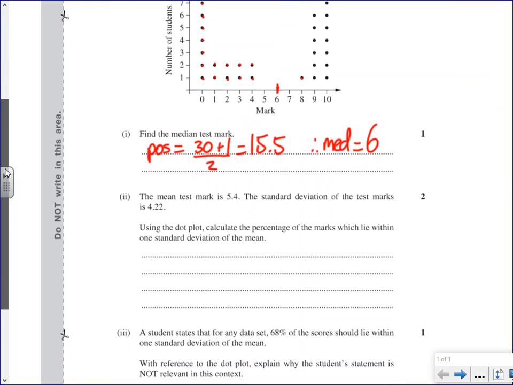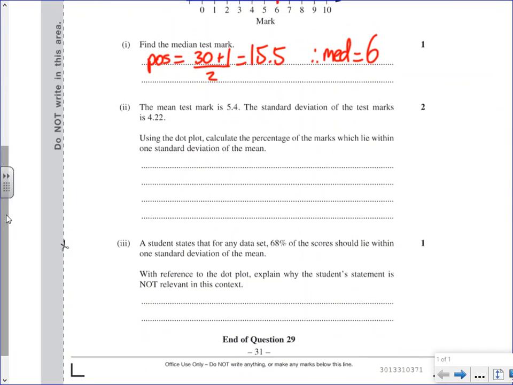Now that we've done that, let's go on to the next question. We're told that the mean test mark is 5.4 and the standard deviation of the test marks is 4.2. So we've got the mean is 5.4, standard deviation is 4.22. Using the dot plot, we want to calculate the percentage of the marks which lie within 1 standard deviation of the mean. So this is a tricky question. Essentially, 1 standard deviation from the mean means we're looking at the z-scores between -1 and 1.